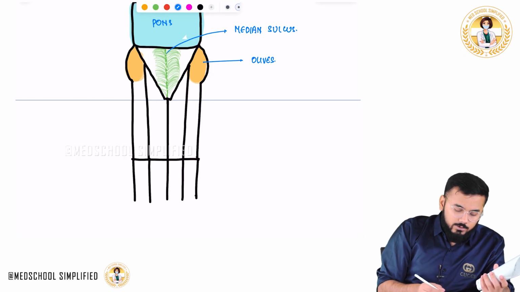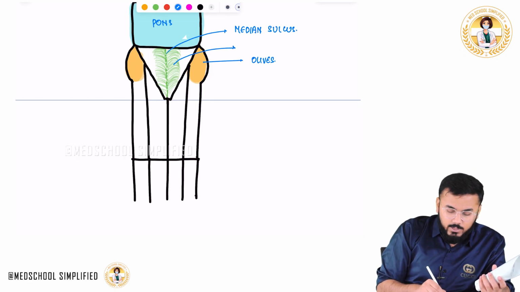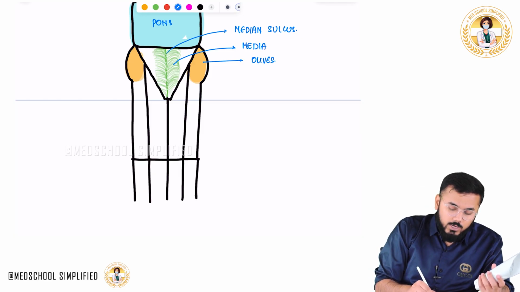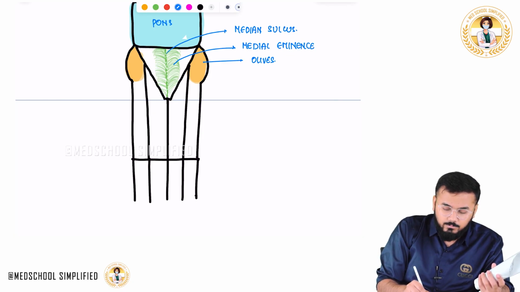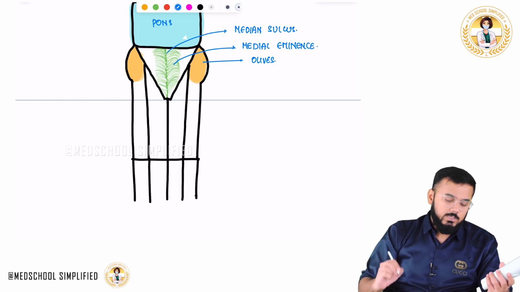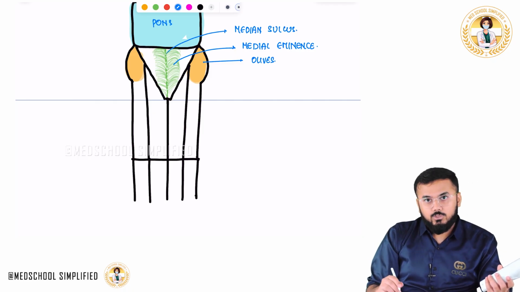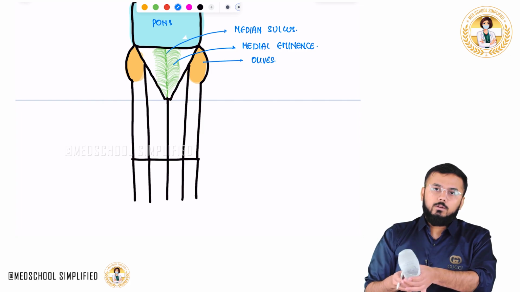So these two longitudinal swellings on either side over here, what are they called? These two are called the medial eminence. Okay, so one is called the olives, and the next two are called the medial eminence over here, right?